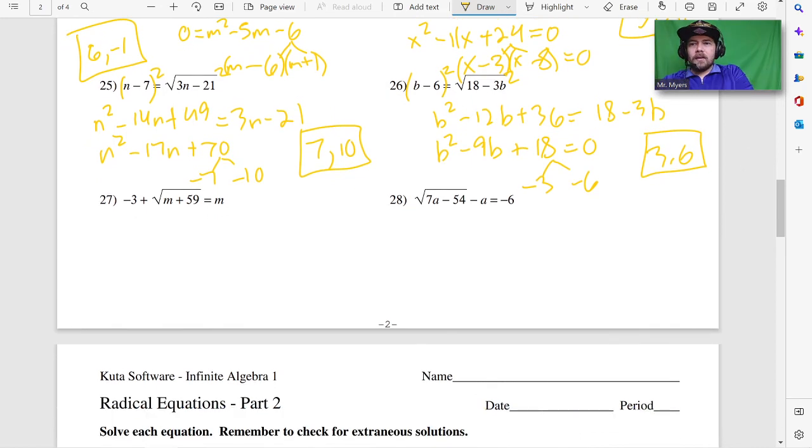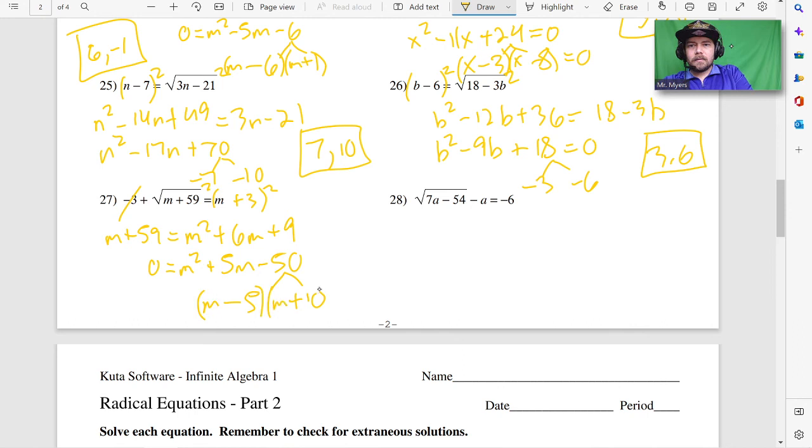Okay, and then the last two. So we would add 3 to both sides first, square both sides. m plus 59 equal to m squared plus 6m plus 9. 0 equal to m squared plus 5m minus 50. So that's 5 and 10. Positive 10, minus 5. So we get 5 and negative 10 for our possible answers for that one.